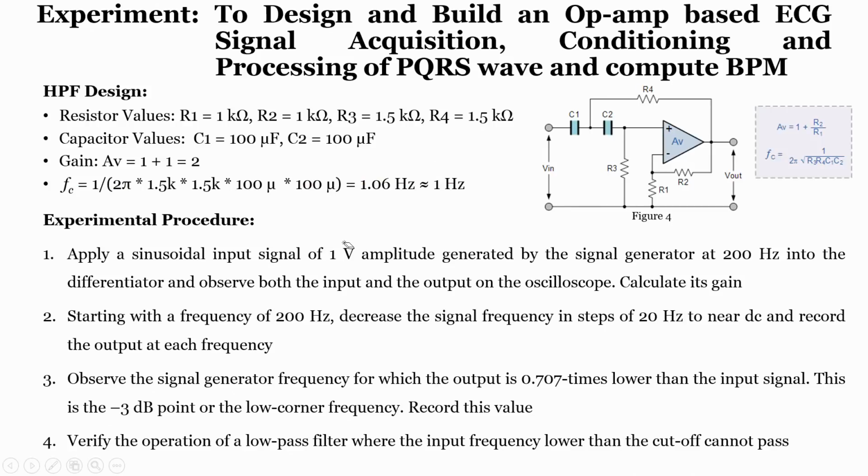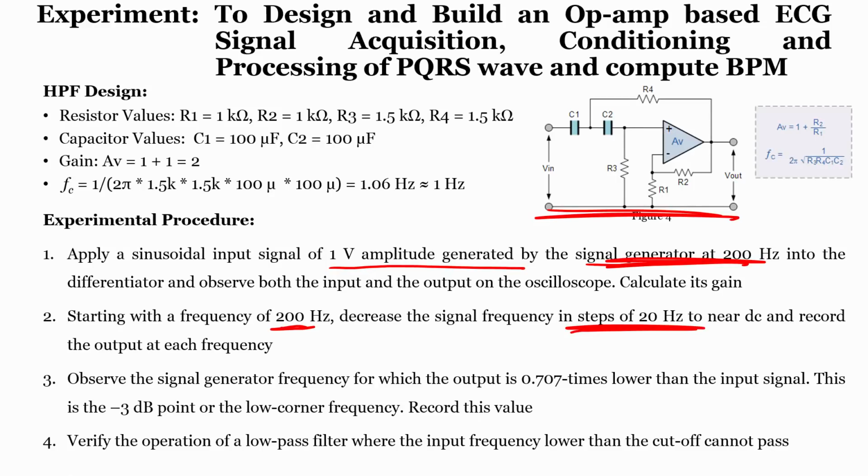Apply a sinusoidal input signal of 1 volt amplitude generated by the signal generator at 200 hertz into the differentiator. You can see here, and observe both input and output on the oscilloscope. Again we will calculate the gain, very easy to calculate. Start with a frequency of 200 hertz and decrease the signal frequency in steps of 20 hertz to near DC and record the output at each frequency.